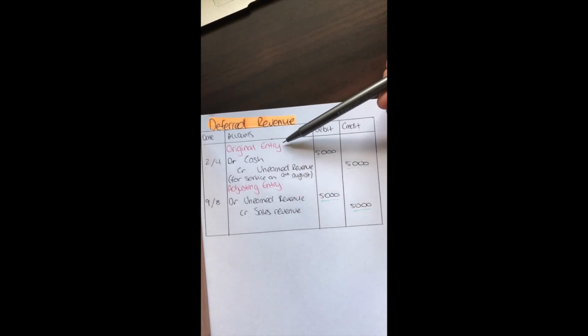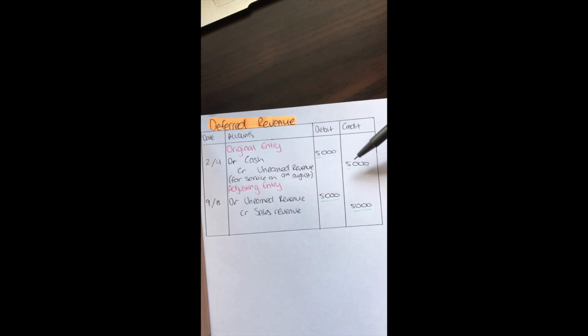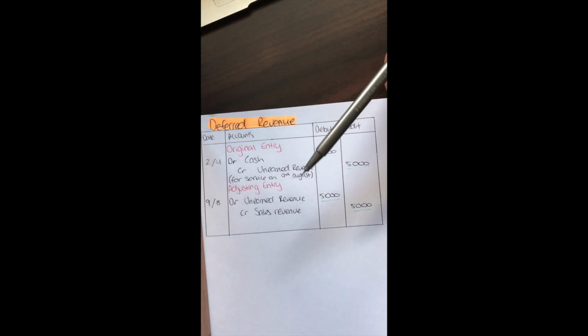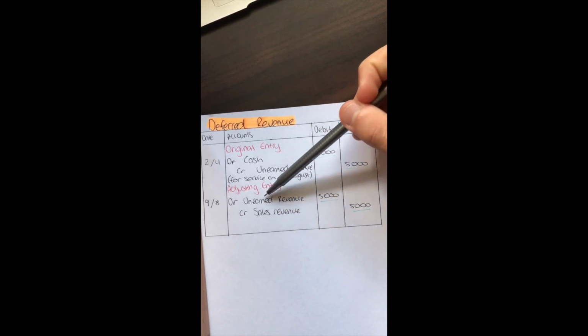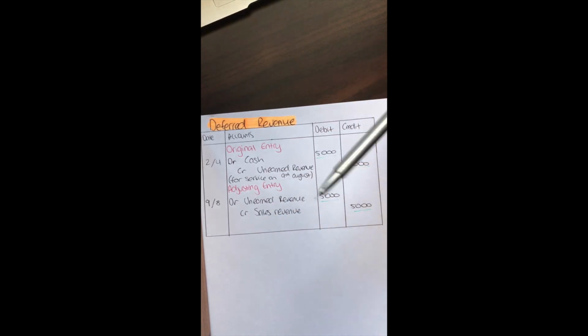When adjusting entries for deferred revenue, we begin with our original entry of debiting cash and crediting unearned revenue by $5,000 as we have received cash for a service we haven't provided. But on the 9th of August, we have actually provided the service, therefore we debit our unearned revenue, decreasing it by $5,000, and we're actually crediting our sales revenue because that's how much we have actually earned.